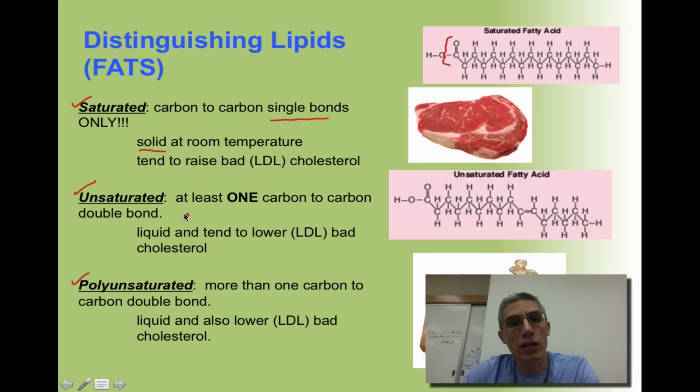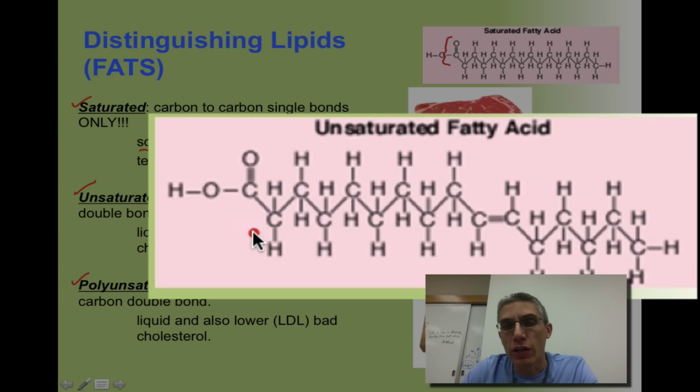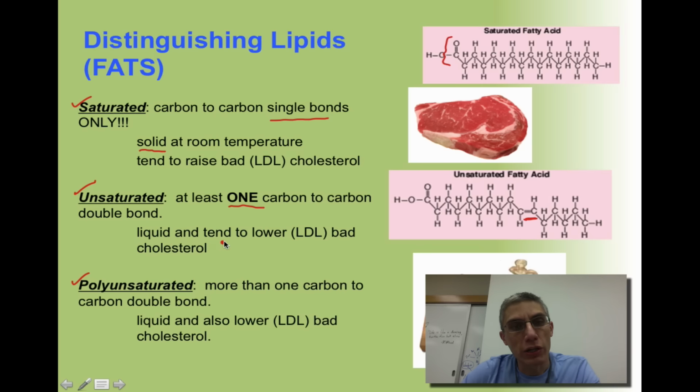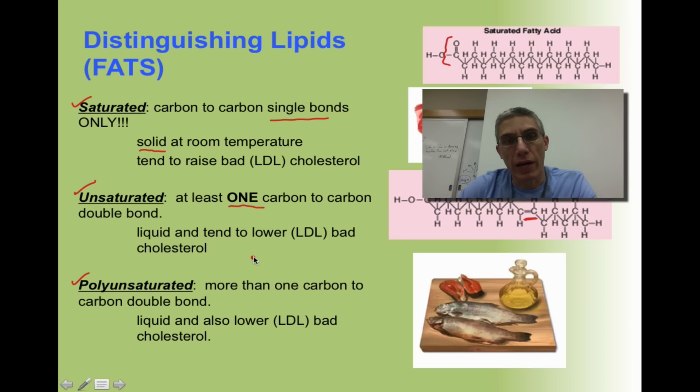Now, when you talk about unsaturated lipids or fats, they do have at least one carbon-to-carbon double bond. So down here in the middle, you can see we still have that same oxygen to carbon double bond, but if you go over here to the right here, you can see a double bond occurring between those two carbons. You don't see something like this up here in this structure. So again, this would be a good indicator of an unsaturated fatty acid, and these are the ones that tend to be a little bit better for you. They do tend to be liquids at room temperature, and they do tend to lower that bad cholesterol.